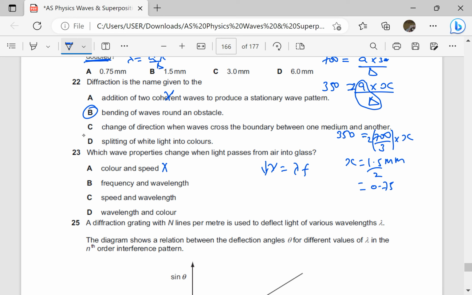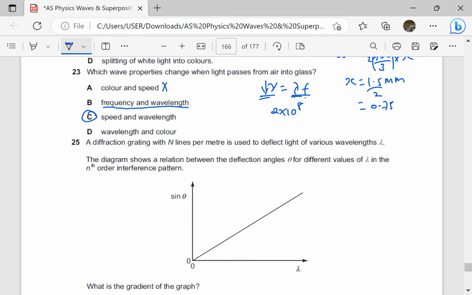And if the speed decreases, one of these two must have decreased, wavelength or frequency. They cannot both change when light moves from air to glass. One of them must change. So the answer is going to be C, speed and wavelength. We are sure that the speed is around 2 × 10⁸ meters per second. It decreases, so one of these must also decrease. So the answer is going to be C.